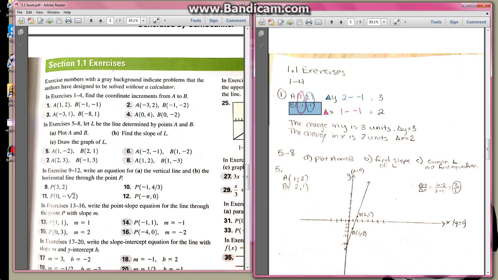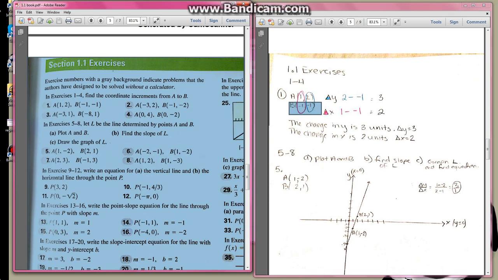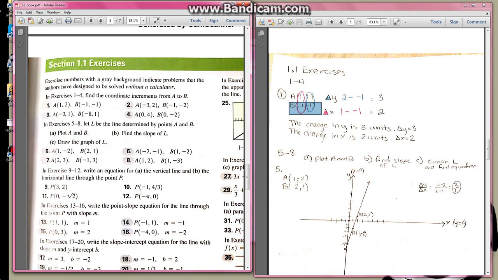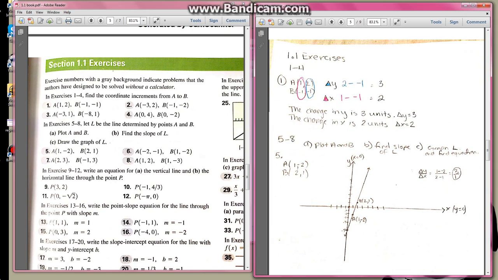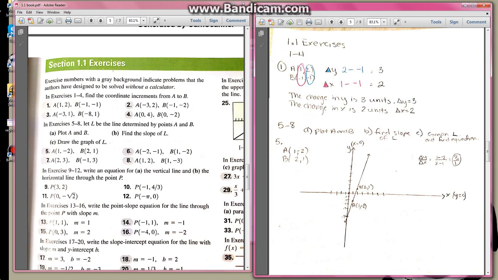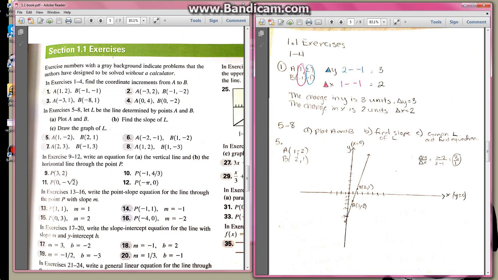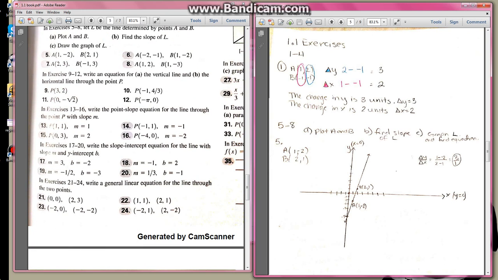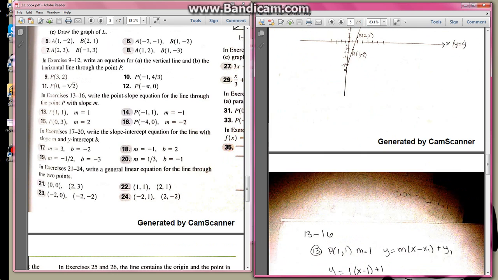Okay, the next set of problems is 5 through 8. First thing you have to do is plot A and B, and then find the slope, and then kind of draw it out. So, let's see, I did number 5. So here are the coordinates. I calculated the slope over here off to the right. I got 3. Plot the points, and it's really easy. Then I think we skipped 9 through 12, so 13 through 16.